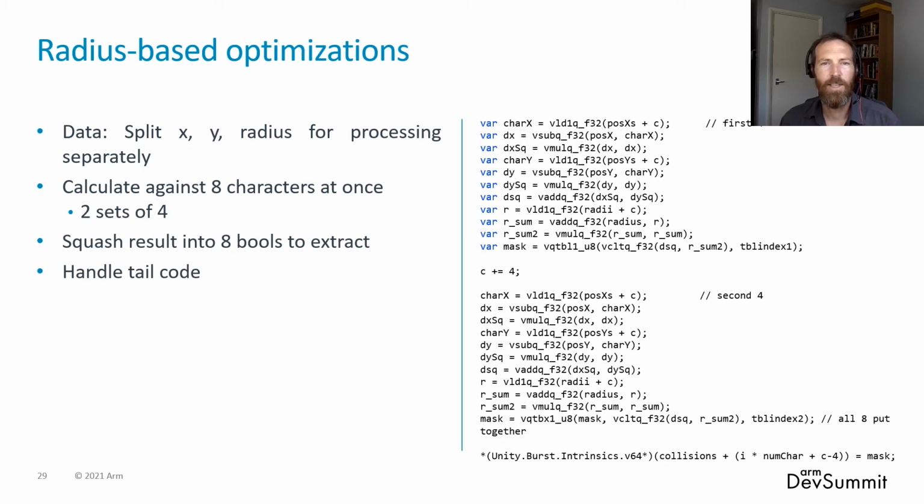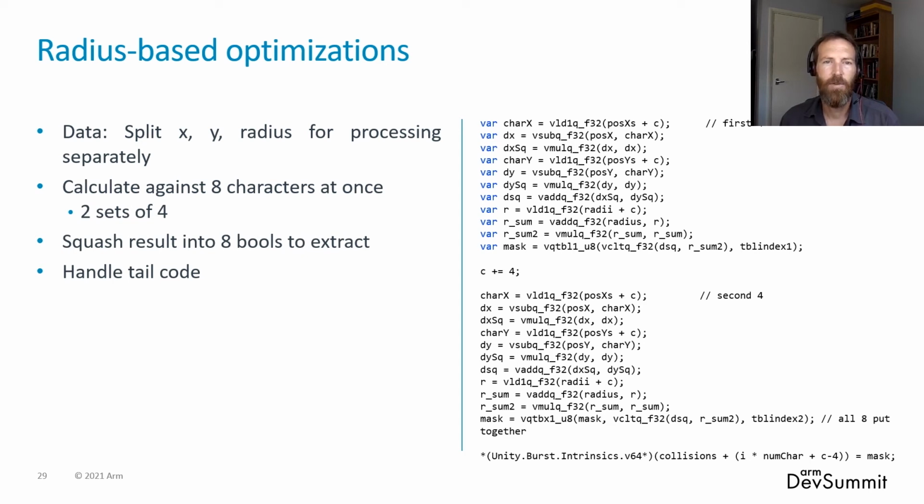Let's look at each of the 2 subcases to go through the important improvements. Starting with the simpler one, radius-based collision detection. Firstly, as before, we split the x, y, and radius for processing separately, so they're each able to have 4 loaded into a vector at once. Now neon code is quite long, especially the tail code for the less vectorized parts left at the end. So this is just a clip of the code on the slide, just the main inner loop. To see the full implementation, please get the example seen from the Unity Asset Store.